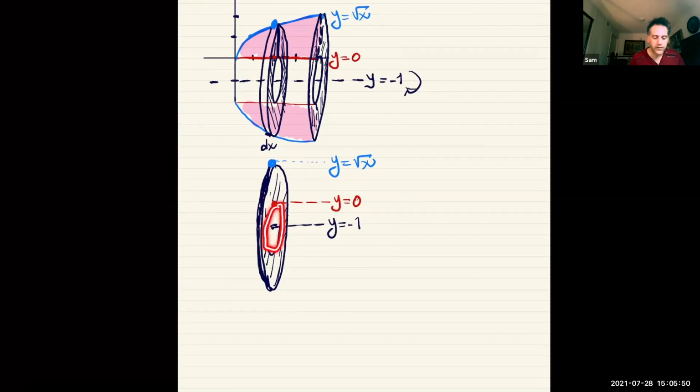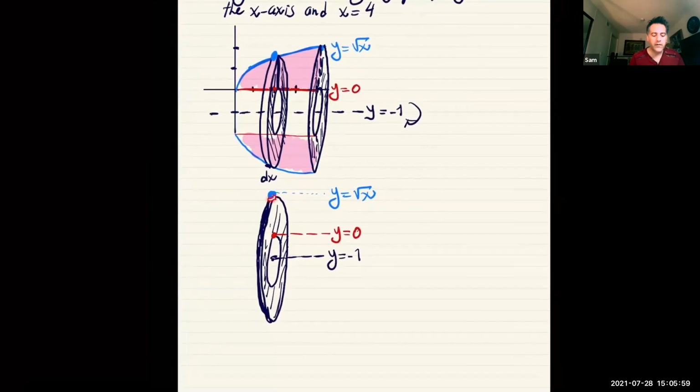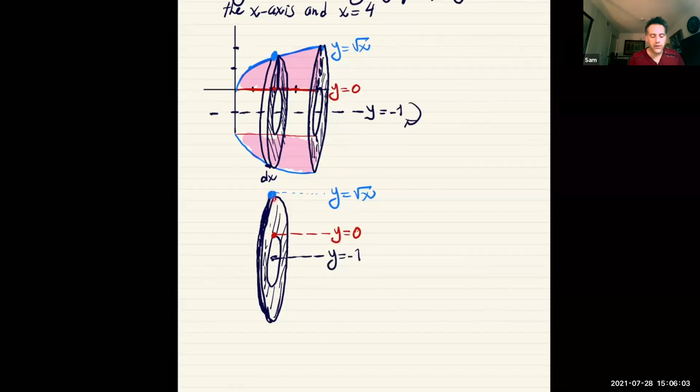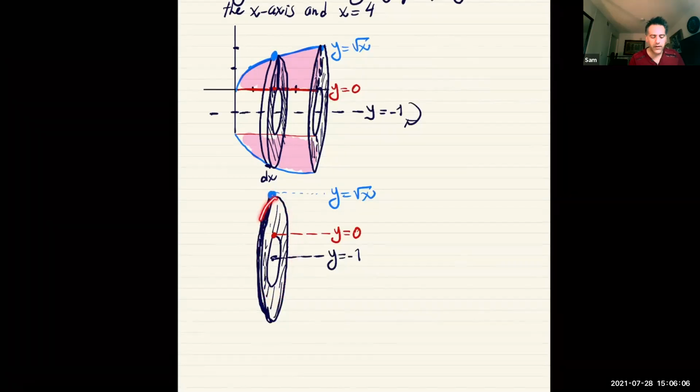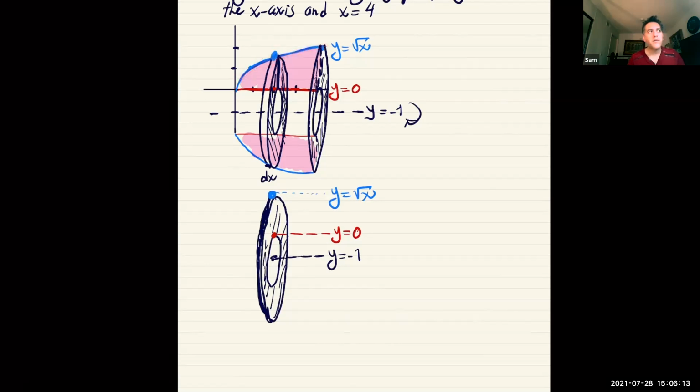Then you identify the point on the inner circle of the washer. This is the inner circle, and the point on it falls on the line y = 0. Also identify a general point on the outer circle of the washer. This is the outer boundary of the washer, and that point falls on the graph of y = √x. Next, find the inner radius and the outer radius.